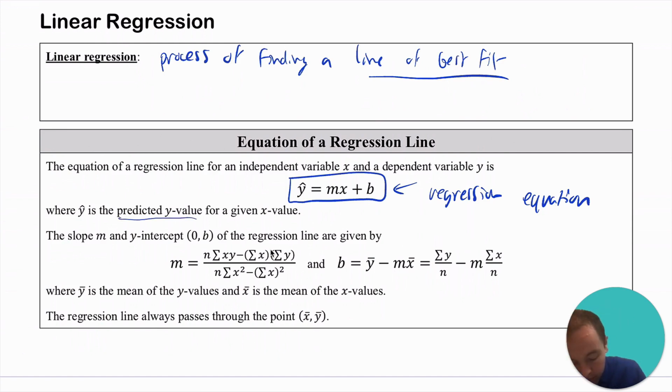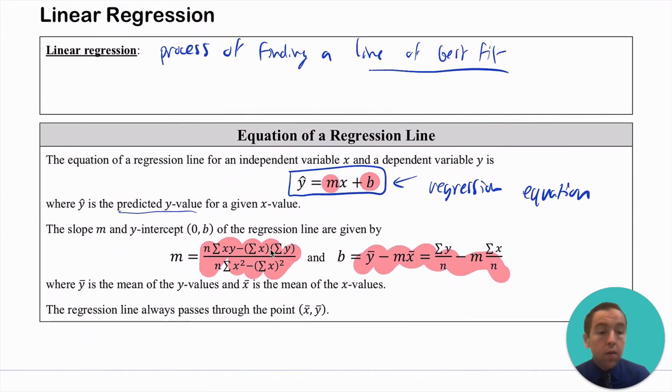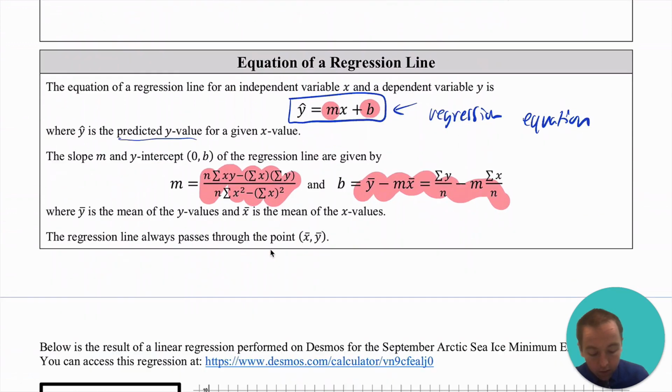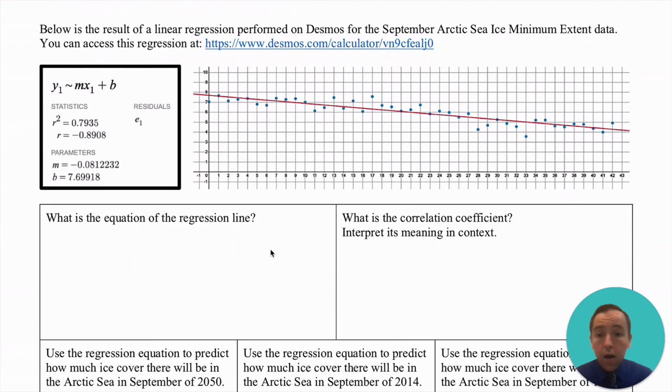To actually come up with the slope and the y-intercept corresponding to that regression equation, there's some math that goes on there, but we're not going to worry about doing those calculations by hand. We'll just use technology to help us with those computations. I will show in another clip how I did this regression on Desmos as well as on a graphing calculator. I have the result of doing this on Desmos right here.